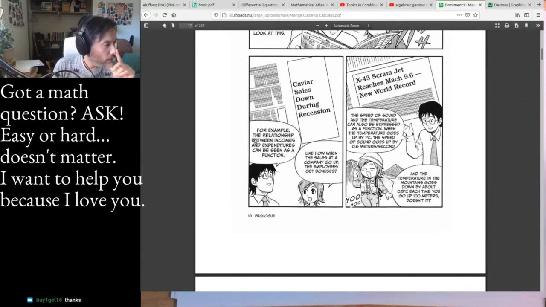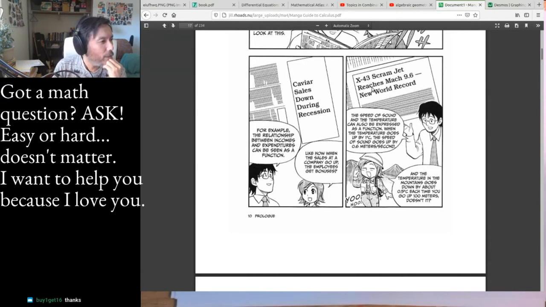For example, the relationship between incomes and expenditures can be seen as a function. Like how when the sales at a company go up, the employees get bonuses. How quaint. How quaint.